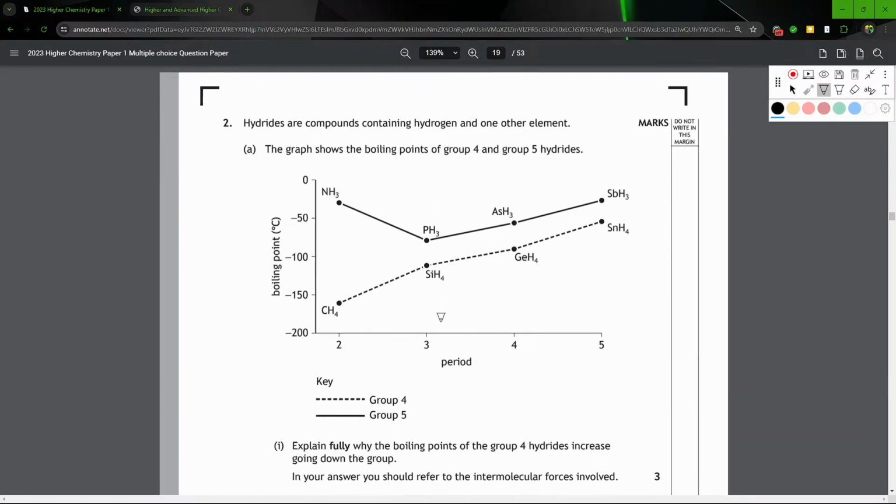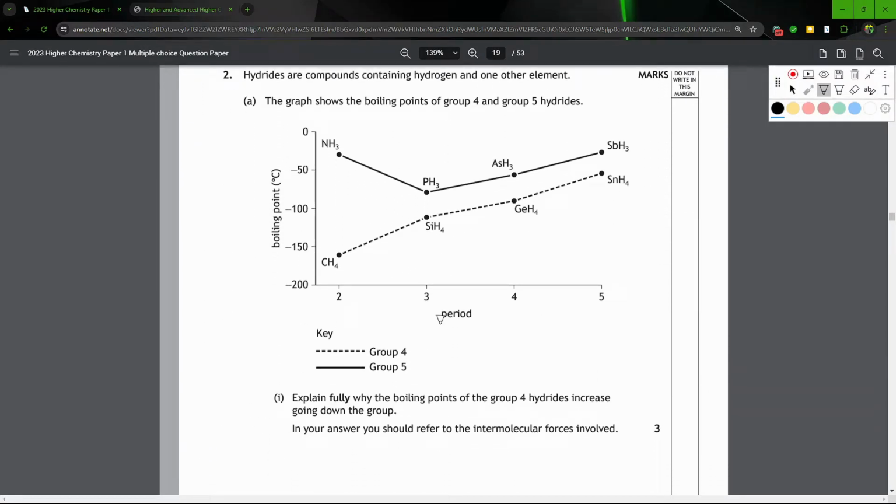Beautiful. Number 2. Question 2, I should say. Hydrides are compounds containing hydrogen and one other element. The graph shows the boiling points of group 4 and group 5 hydrides. Explain fully why the boiling points of the group 4 hydrides increase going down the group. In your answer, you should refer to the intermolecular forces involved.